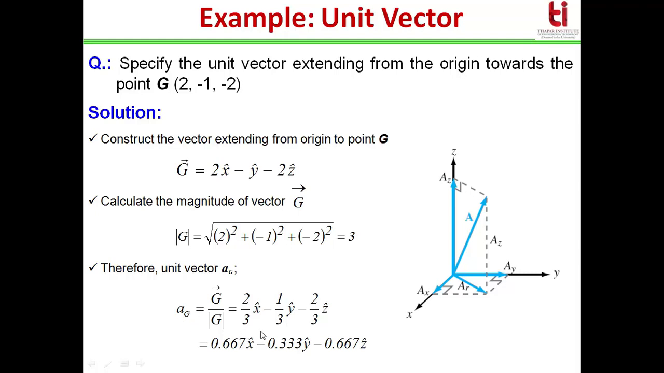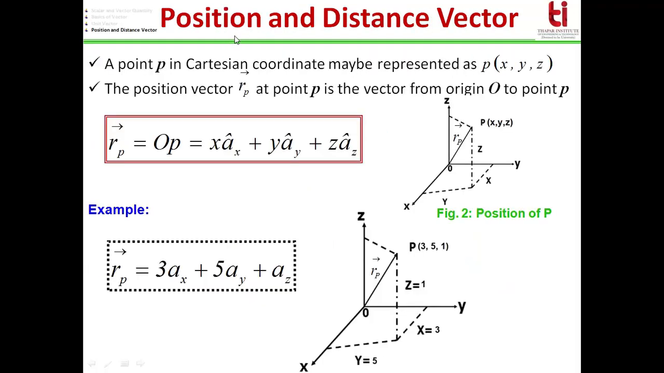So after solving we will get 2 by 3 x cap minus 1 by 3 y cap minus 2 by 3 z cap. For further simplification, you can write these fraction values in terms of decimal values also. So the final answer will be 0.667 x cap minus 0.33 y cap minus 0.667 z cap. Now I will discuss what a position and distance vector is.